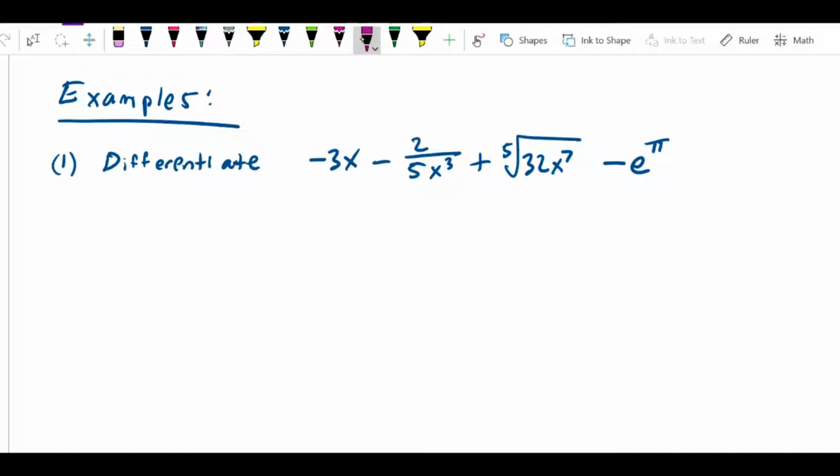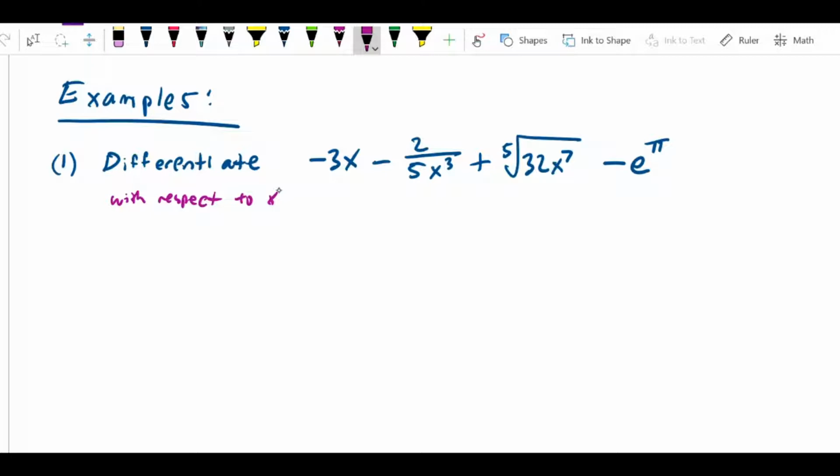So the first one is to differentiate negative 3x minus 2 over 5x cubed plus the fifth root of 32x to the seventh minus e to the pi. So we want to differentiate this function. Strictly speaking, I should say differentiate with respect to x, but since x is the only variable, I think that is implied. So anyway, let's find the derivative of that function.